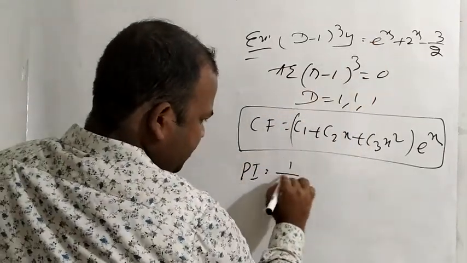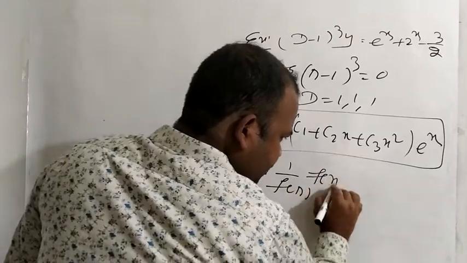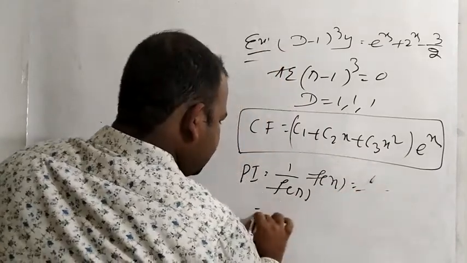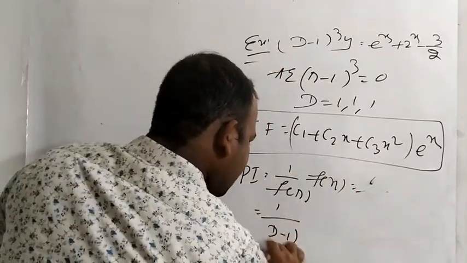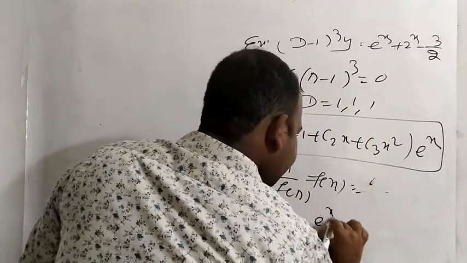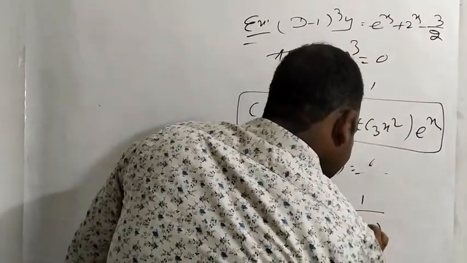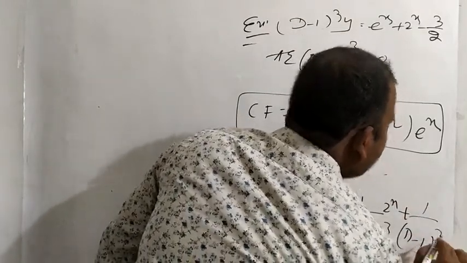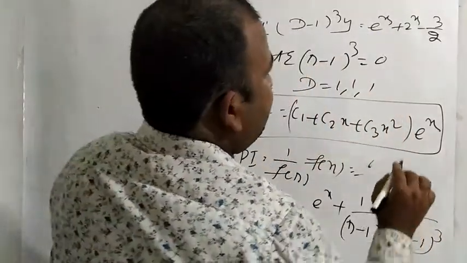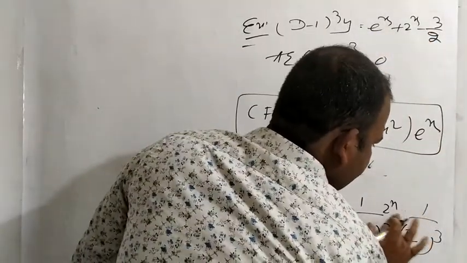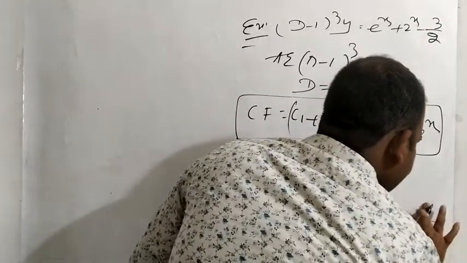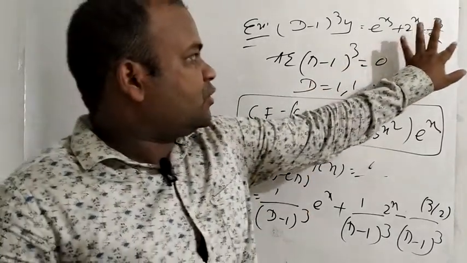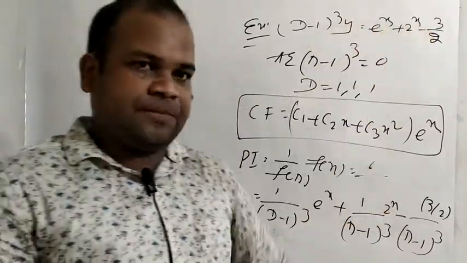So PI equals 1 upon f of D into f of x. So this is 1 upon f of D: 1 upon (D minus 1) whole cube into e raised to x, plus 1 upon (D minus 1) whole cube of 2 raised to x, plus 1 upon (D minus 1) whole cube of minus 3 by 2. So this is minus 3 by 2. Okay, so the total function f of x I split into 3 parts.